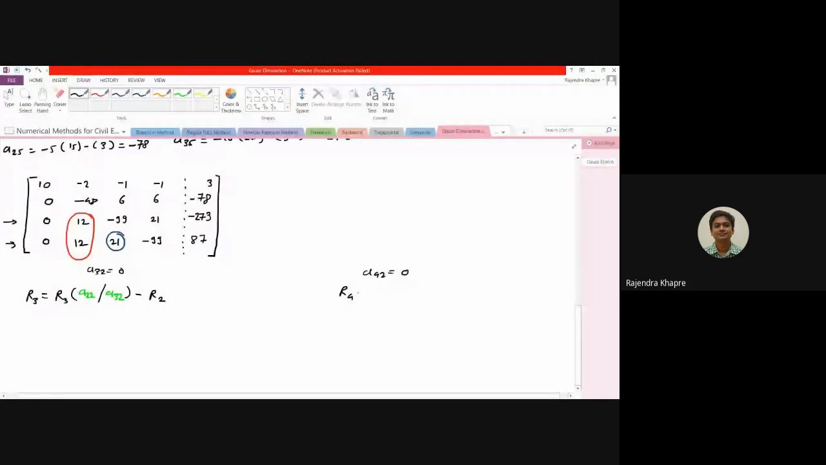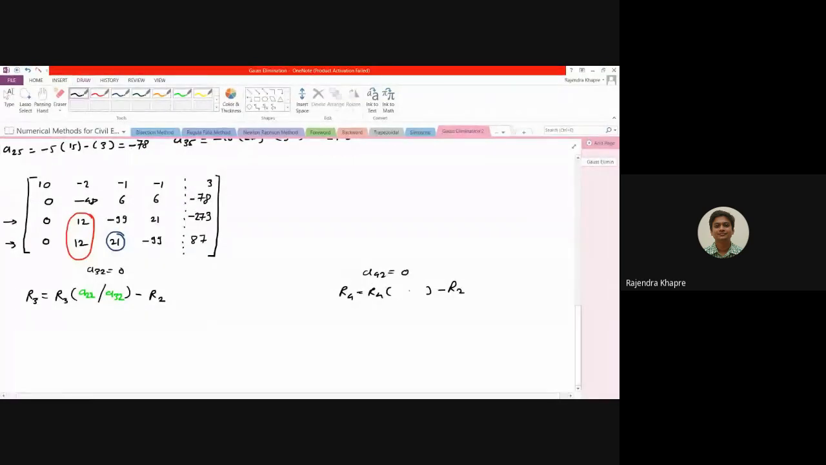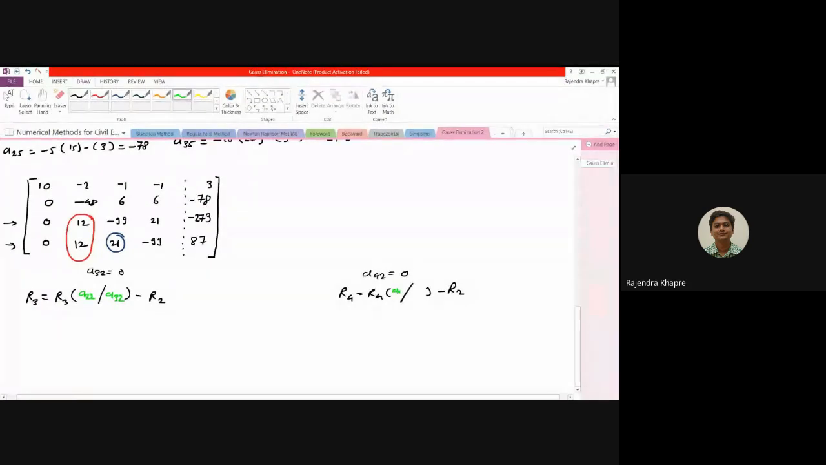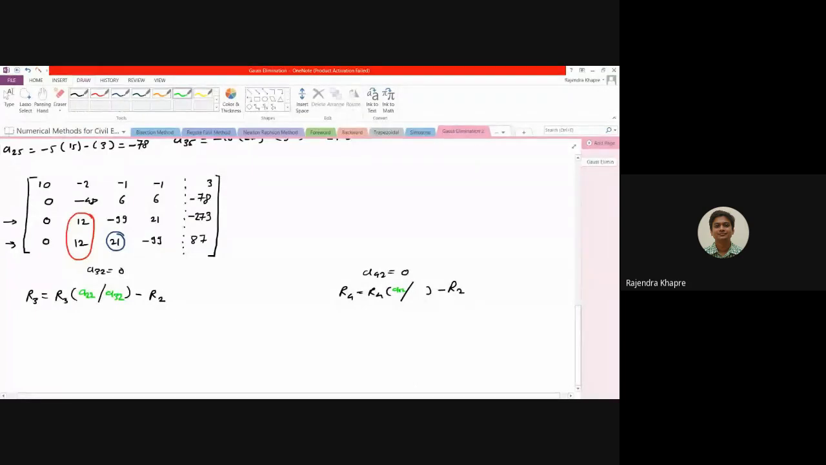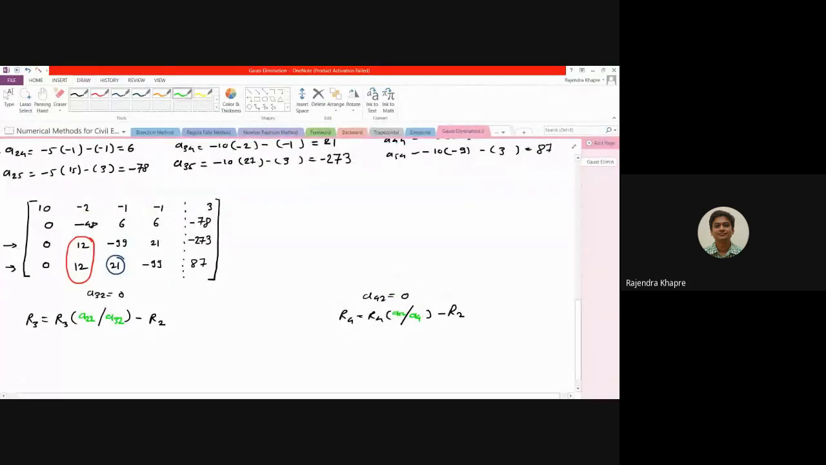So R4 will be R4 into some factor minus R2, where the factor will be something like this. So the factor at the top, you will always have the diagonal element of that particular row. I am working on the second row, so this will be A22, and this will be the element which you are eliminating, that is 4 and 2.